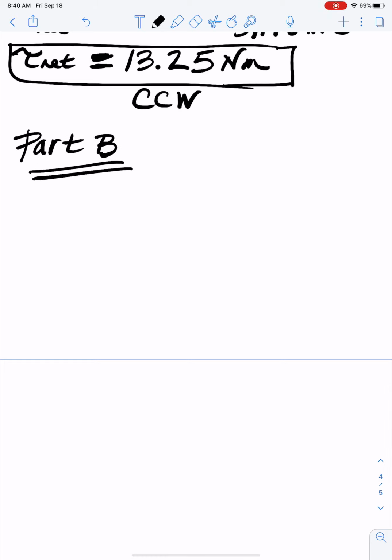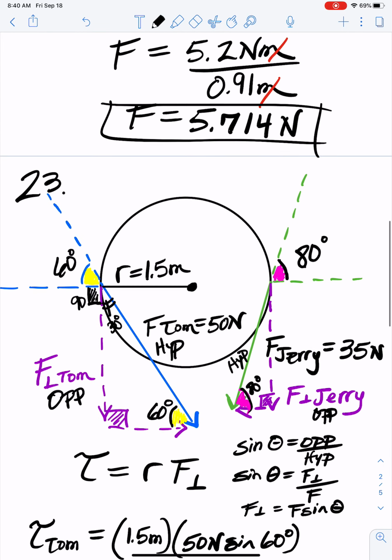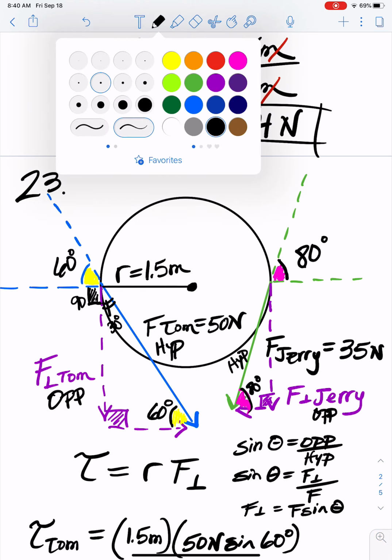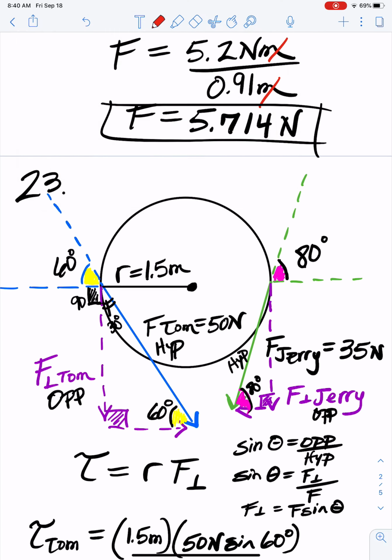In part B, the question is, what is the net torque if Jerry reverses the direction he pushes by 180 degrees without changing the magnitude of the force? So all he's going to do is take that green arrow, and maybe I'll use red, red stands out pretty good. He's going to flip that force to point this way. When he does that, it's still a force of 35 newtons, but does it change anything? Let's draw some vectors and look.